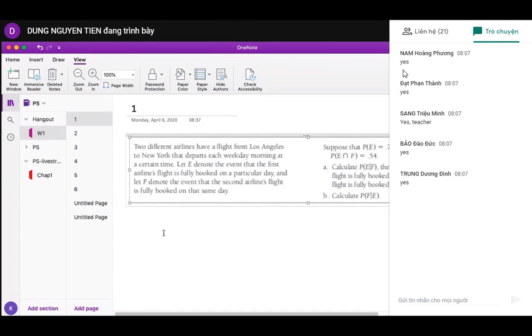That the first airline's flight is fully booked on a particular day, and F is the event that the second airline's flight is fully booked on the same day. Let the probability of E be 0.7, the probability of F be 0.6, and the joint probability EF is 0.54. Now you need to find the conditional probability of E given F and the conditional probability of F given E.